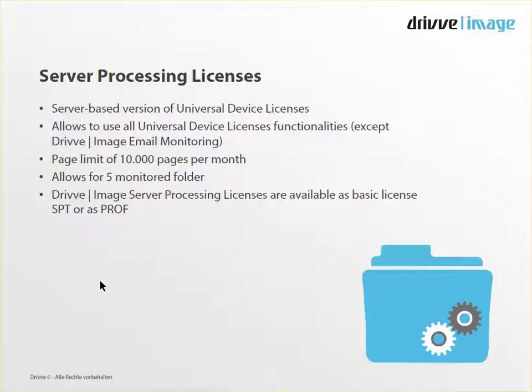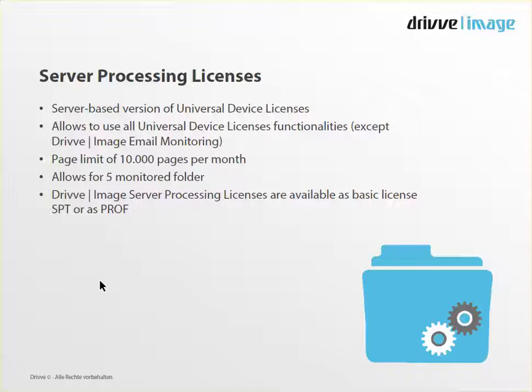Okay, the difference is because this is a very automated process here, and again, we had to honor the agreements we have, for example, with the manufacturer of our OCR. So it is important here that we have a lower page limit. If you need more pages, you are welcome to buy 2 licenses, and with 2 licenses you would have 20,000 pages per month, with 3 licenses 30,000 pages per month, and so on. Okay, it allows for 5 monitored folders. And the Drive image server processing licenses are only available as SPT, scanner power tools, or as a pack.